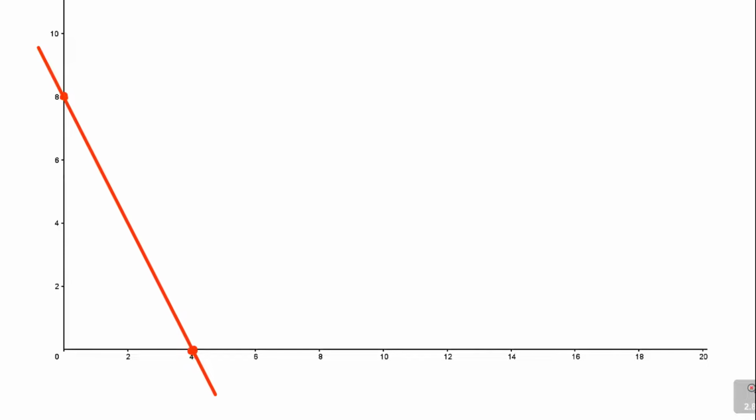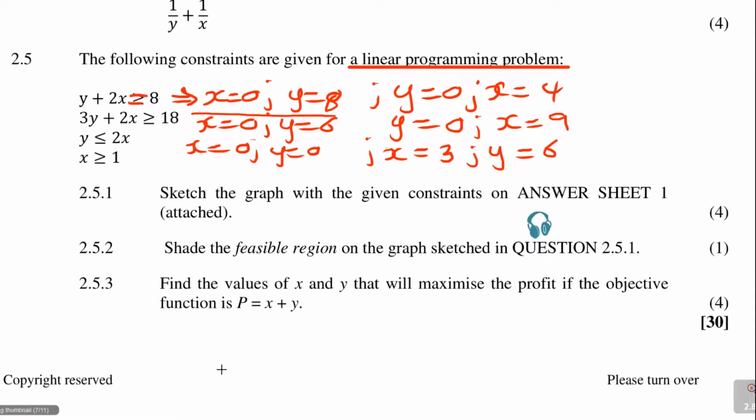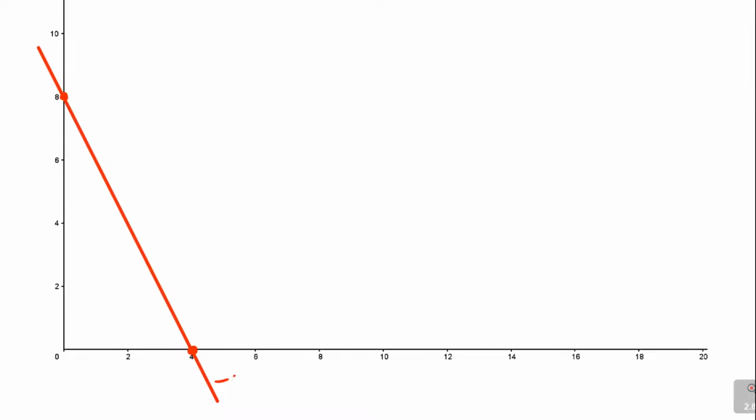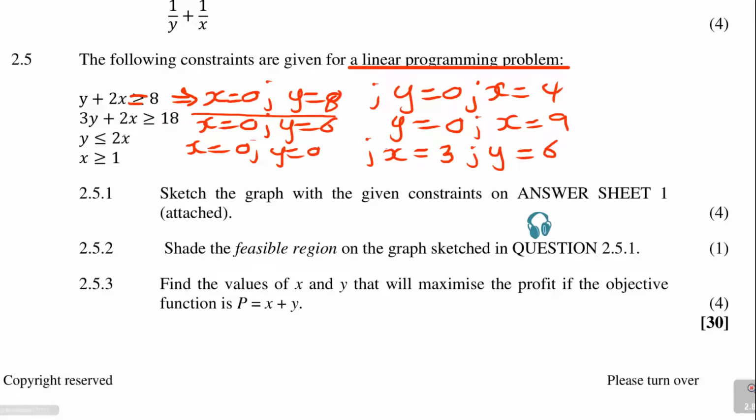There is the line. And what is this line? It's y plus 2x is equal to 8. But now I'm interested in what? Y plus 2x is greater. It says sketch the graph with the given constraint on the answer sheet attached. Okay, let me just sketch the graphs. But I'll show you what it means, because they want me to draw a feasible region. That's the linear programming.